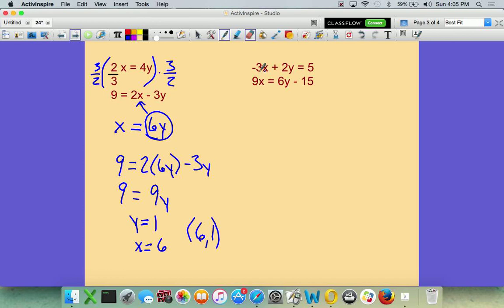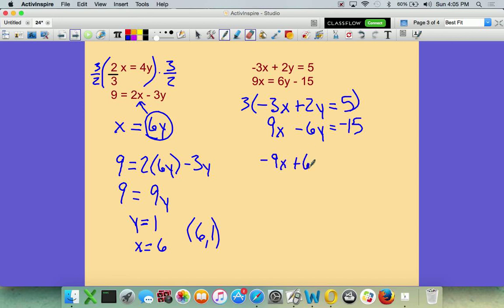We've got x and y on the same side for the top one, which is perfect. The bottom one, though, we've got to move that 6y over. So 9x minus 6y equals negative 15. We'll say I want to eliminate the x's here. I need to multiply this by 3. So we've got negative 9x plus 6y equals 15.